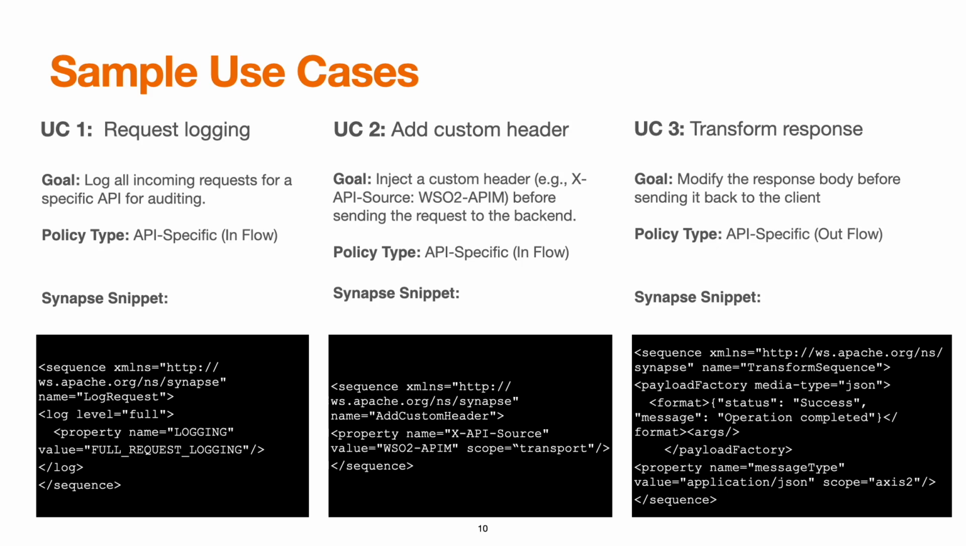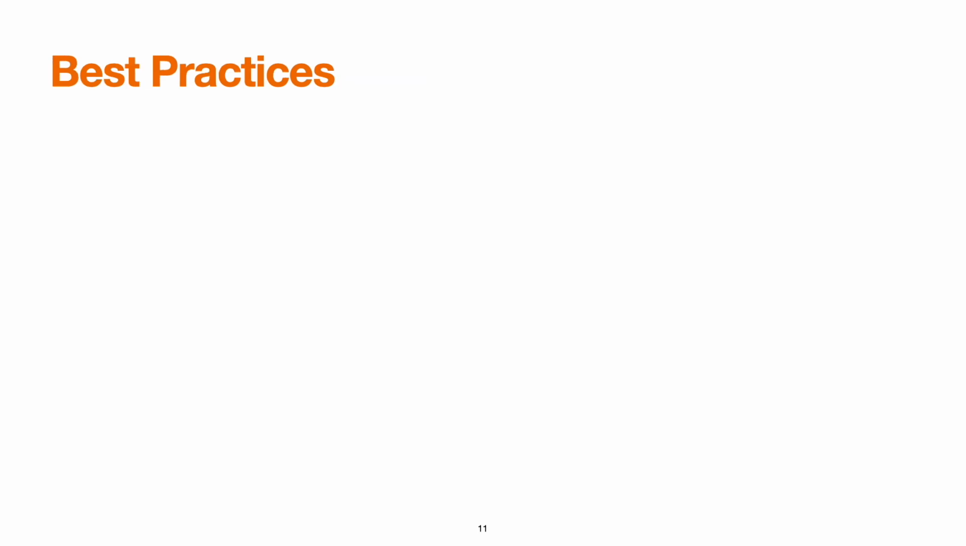So here we have discussed 3 sample use cases where this mediation policy is helpful via API manager to achieve a desired outcome. Let's talk about some of the best practices. Every capability comes with its pros and cons, so be very careful when you are going to start using this particular capability. Okay, so start simple.